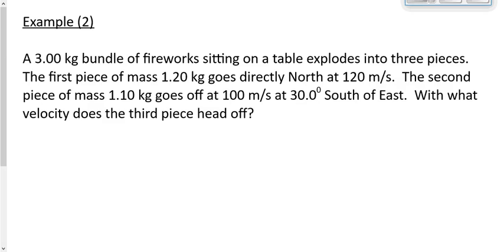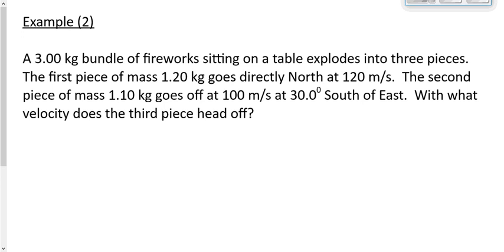I got another example that I want to do with you now. It's example number 2 in the booklet. This is a 3 kilogram bundle of fireworks that sits on a table. It explodes into 3 pieces. The first piece goes north. The second piece goes 30 degrees south of east. What's the velocity of the third piece? Where does the third piece end up going here?